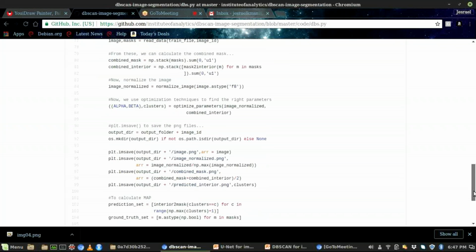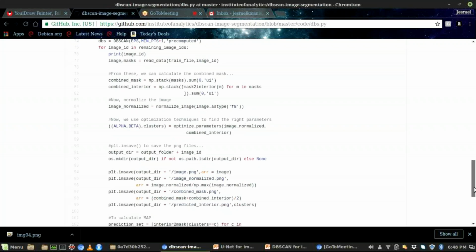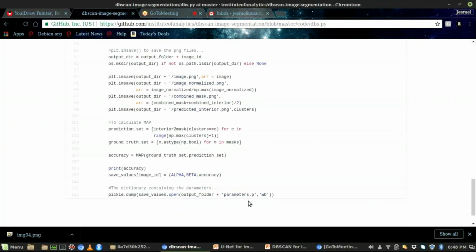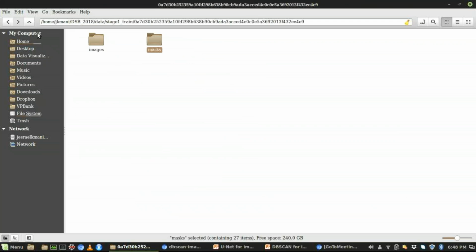Now, of course, this is something that we will not be able to do for the test images. So we are just here looking for alpha and beta, which are the best values for getting the highest accuracy for the training data, and then apply that and generate the segmentation.